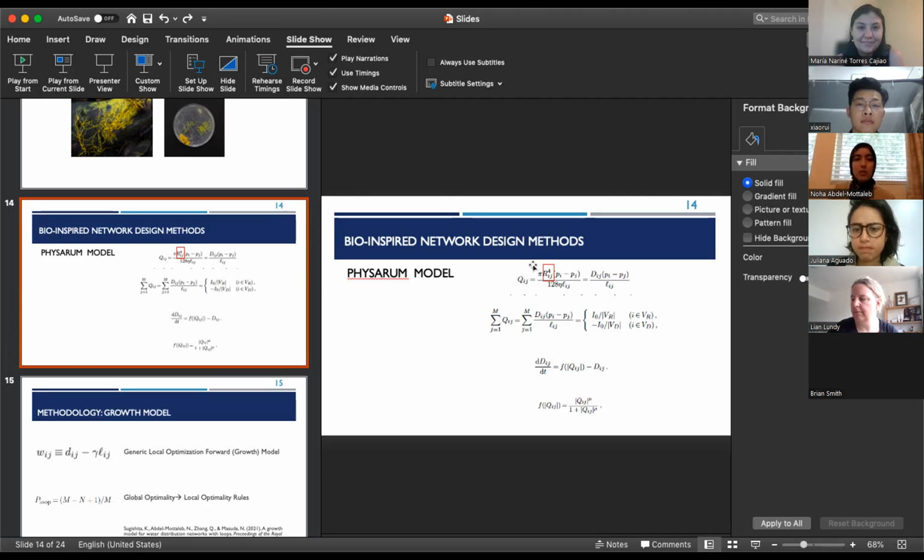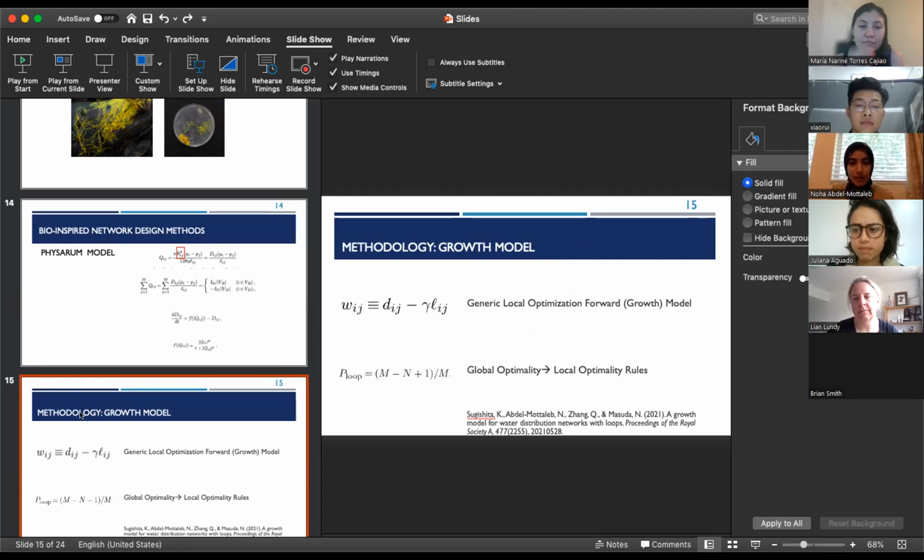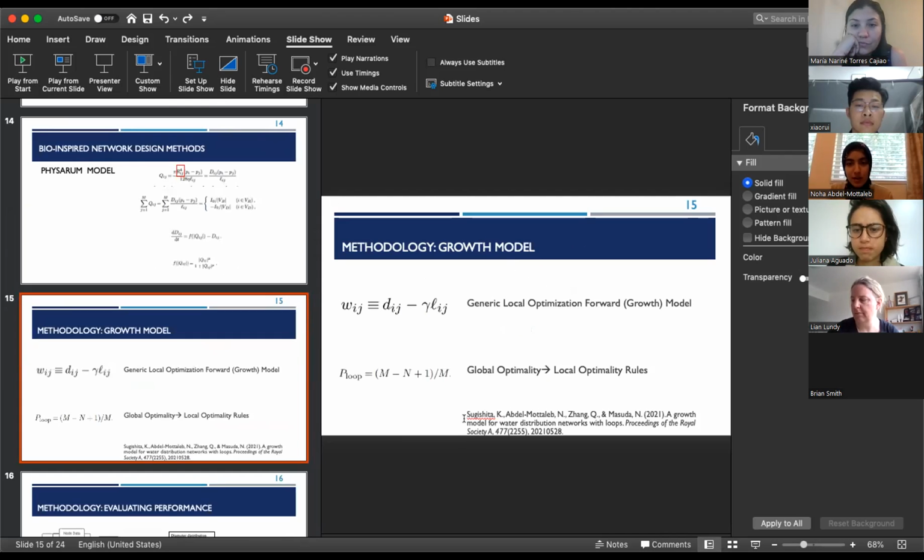But yeah, what our team really developed was this growth model. And this is the reference that goes into that. And it also discusses, by the way, the Physarum model.